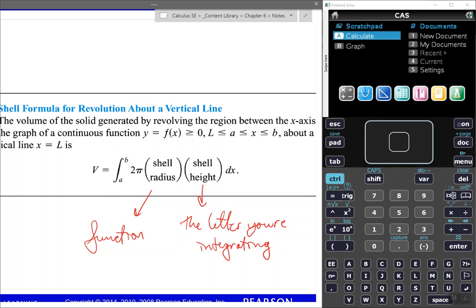Make it easier on yourself. Always just use whatever letter you're integrating, and that's the shell height. Don't try to get fancy with it. It's always the letter you're integrating.